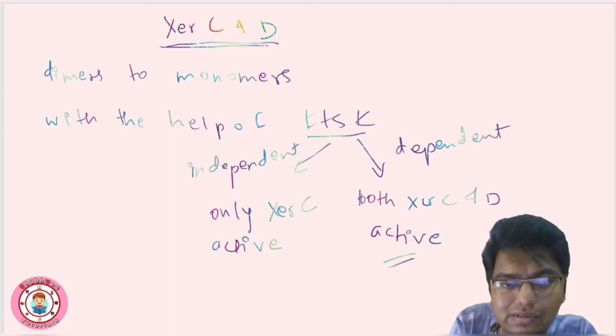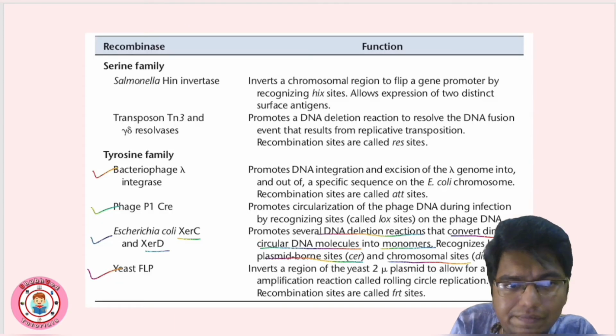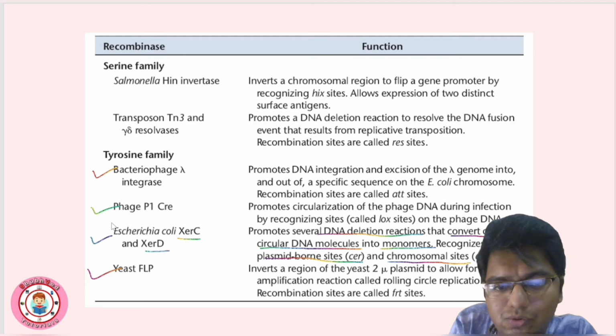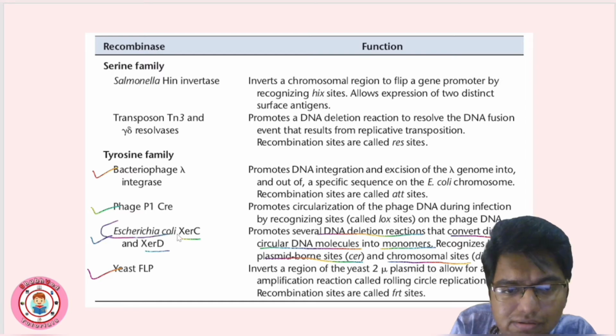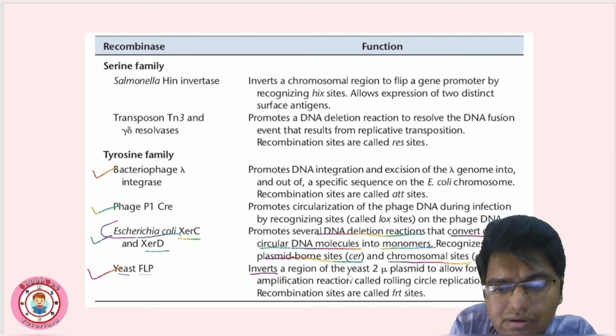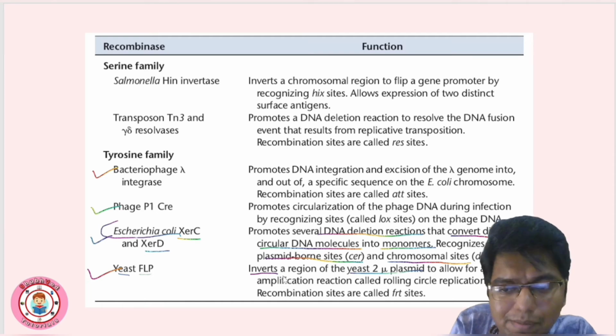Now the next enzyme we will see is yeast FLP. XerCD are present in E. coli, do note this is also an important thing, and FLP is present in yeast. FLP is basically flip. It inverts a region in the yeast two-micron plasmid to allow for a DNA amplification reaction called rolling circle replication. That's all we have to know.